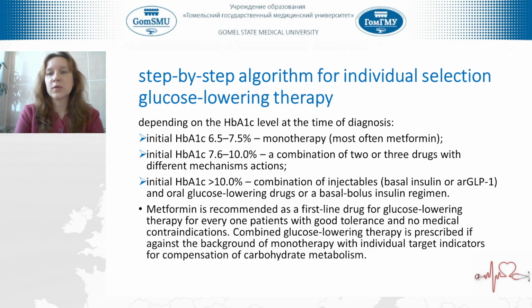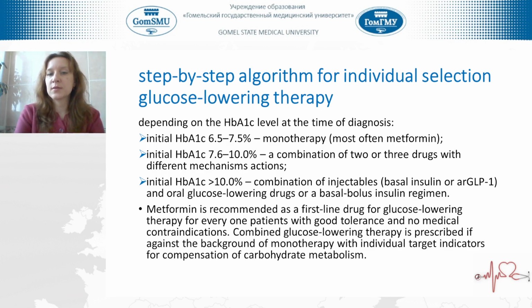Step-by-step algorithm for individual selection of glucose-lowering therapy, depending on glycated hemoglobin level at the time of diagnosis. If the initial glycated hemoglobin is from 6.5 to 7.5, it can be monotherapy, most often with metformin. If the initial glycated hemoglobin is more than 7.5, that is 7.6 to 10, a combination of 2 or 3 drugs with different mechanisms of action. If glycated hemoglobin is more than 10, it's a combination of injectable drugs with insulin, or oral glucose-lowering drugs on a basal bolus insulin regime.